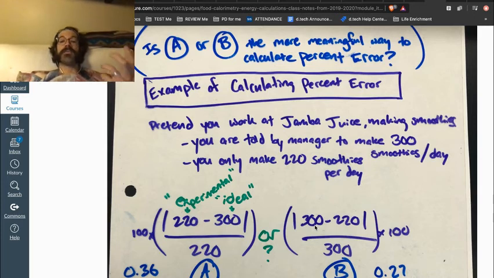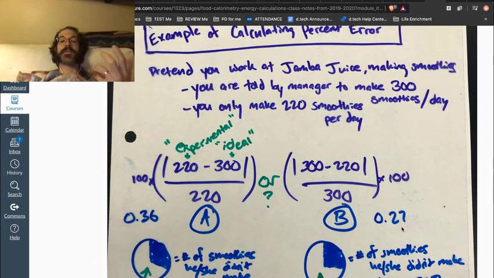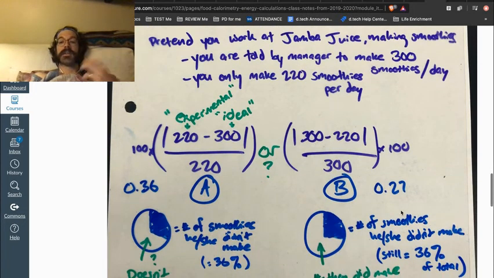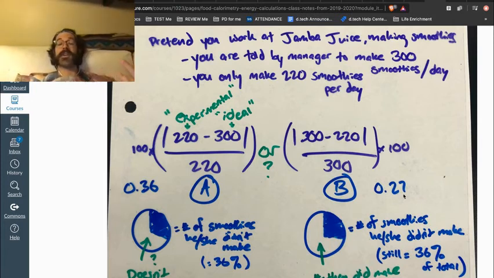And that will help you figure out how much energy was lost. That will help you figure out, okay, maybe we lost 27% of our energy. That's a huge amount of energy, right?